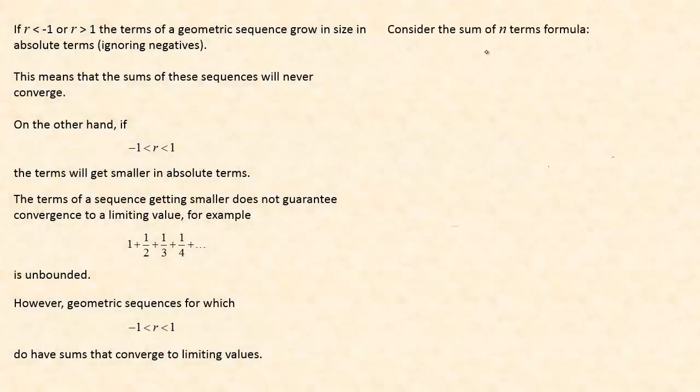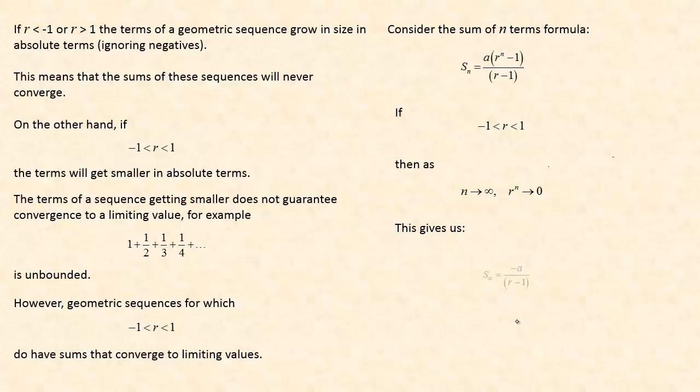Now, consider the sum of n terms formula. S of n is a into r to the n minus 1 over r minus 1. If r is between -1 and 1, then as n tends to infinity, r to the n tends to 0. The sequences get smaller and smaller and smaller.